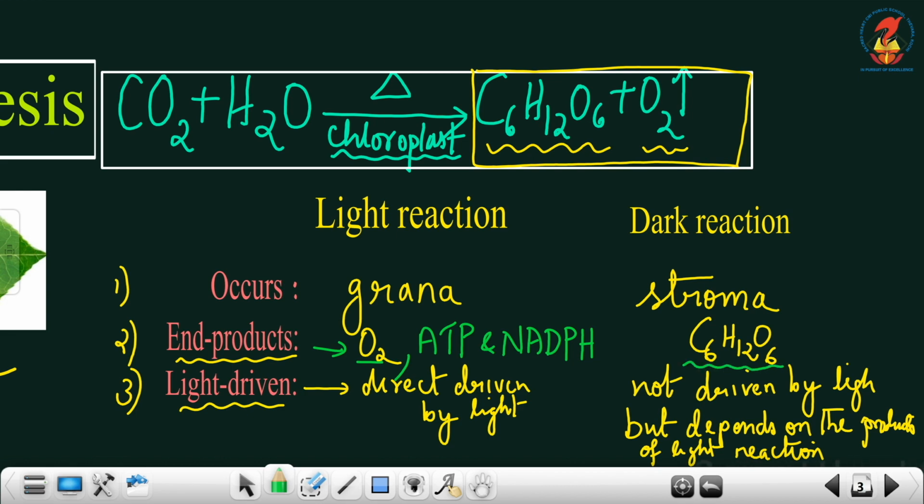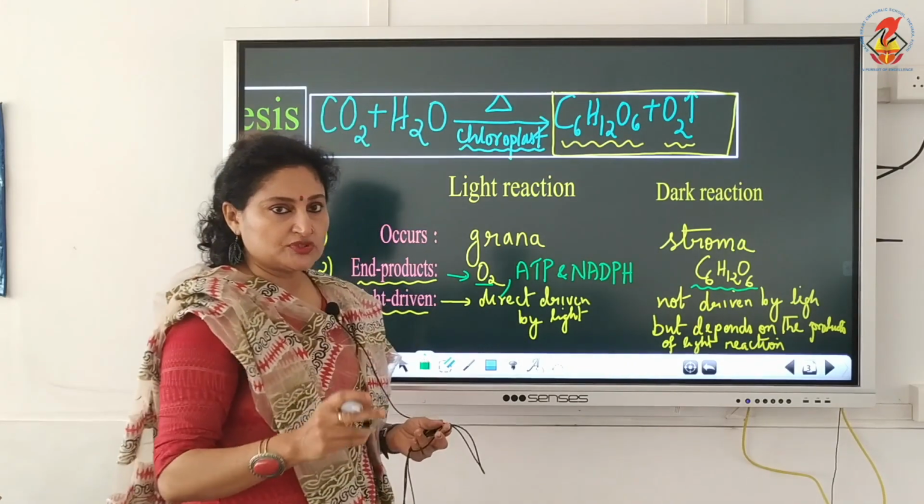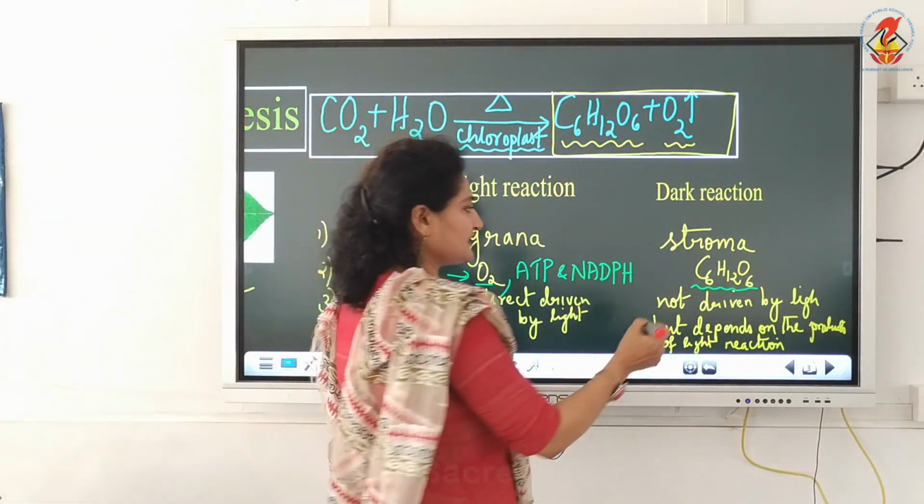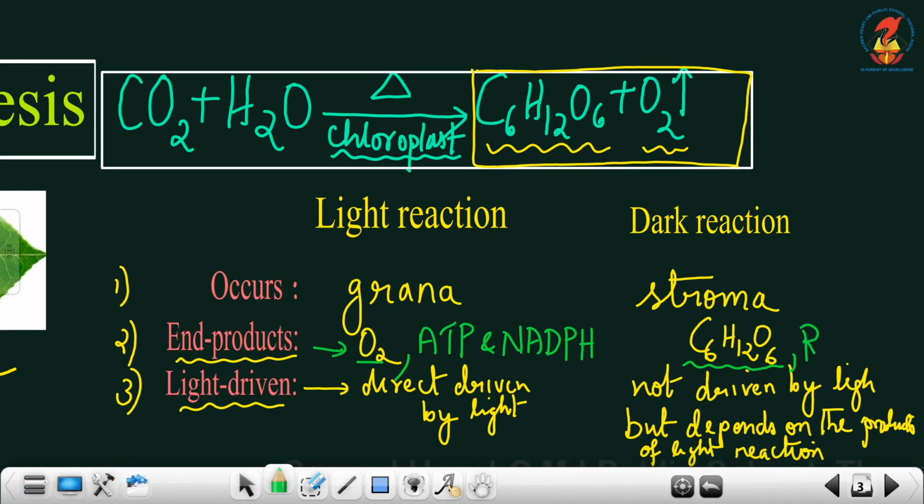And along with glucose, there is a substance that is also produced, but that is reused. It is regenerated and recycled and used. That is ribulose biphosphate.